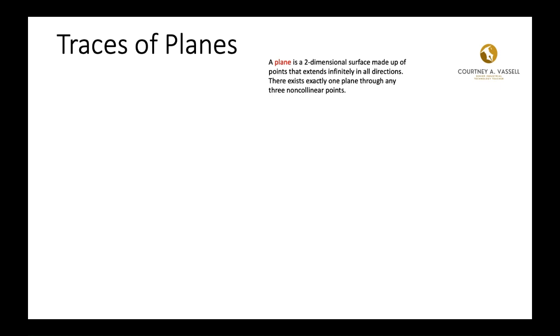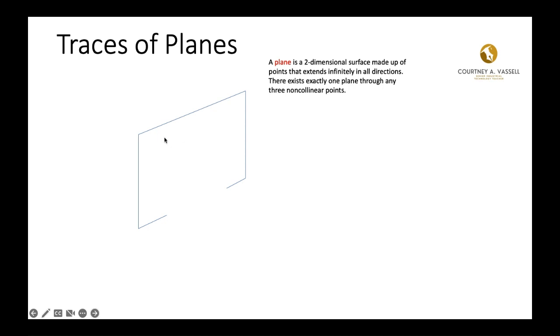And we should remember that there exists only one plane through any three non-collinear points. Let's look at all of this now. So, the plane is a two-dimensional shape made up of points, right? So we would have a point here, a point here, a point here, a point here, and this would make up a plane. So all of this would make up a plane.